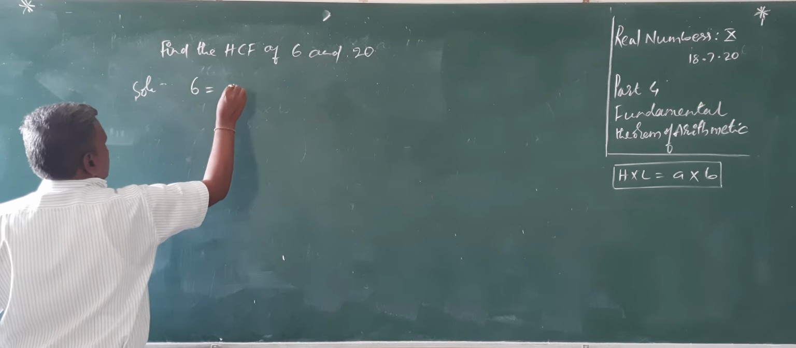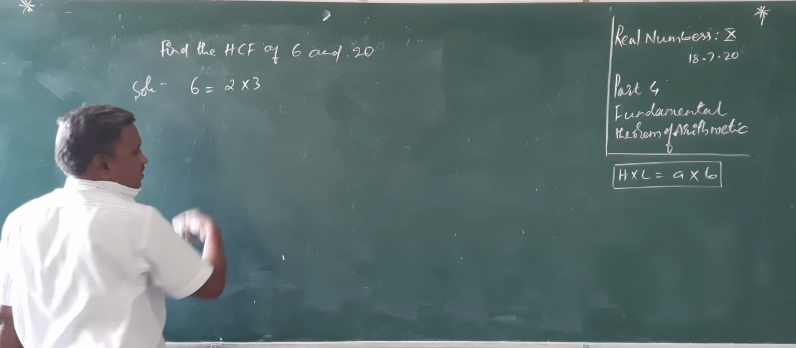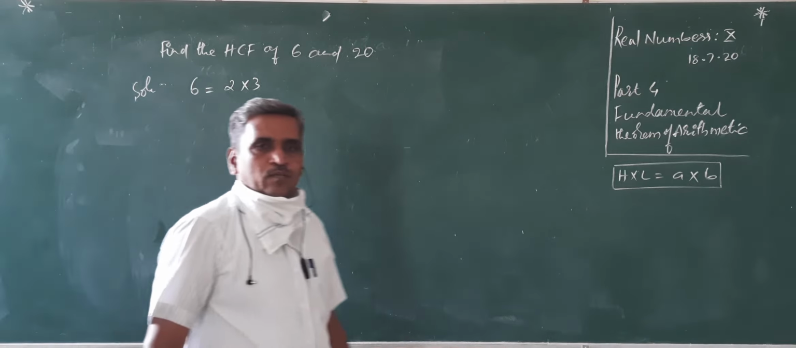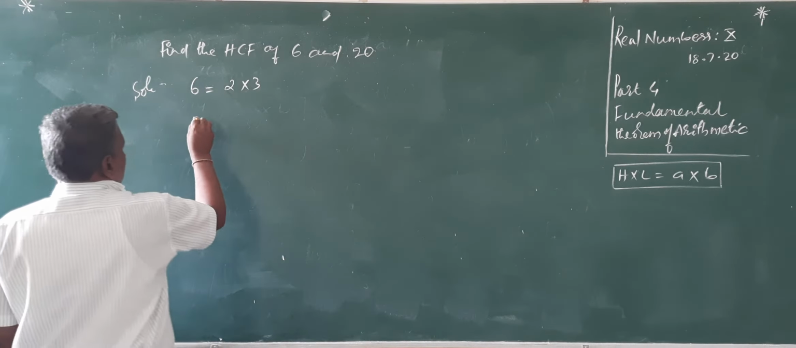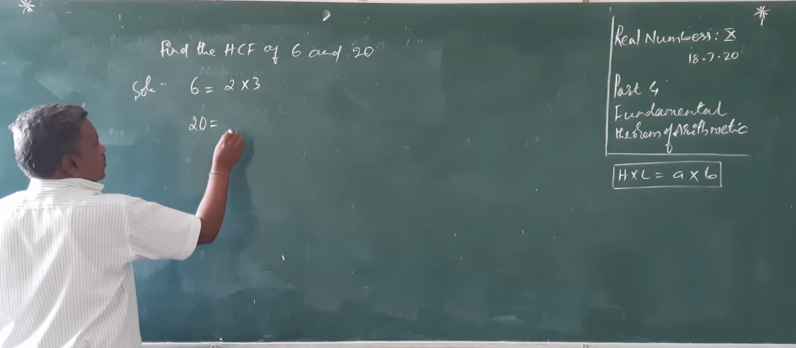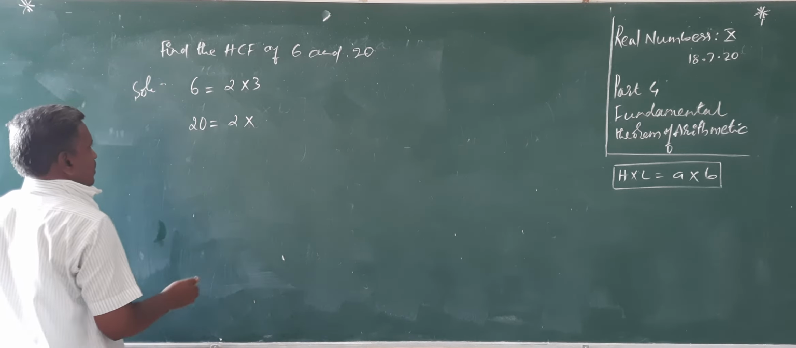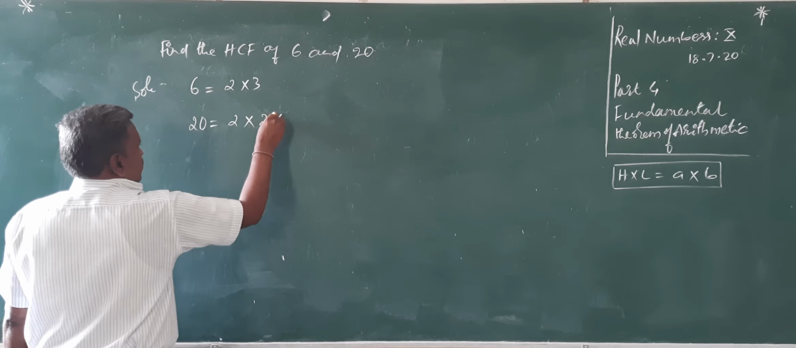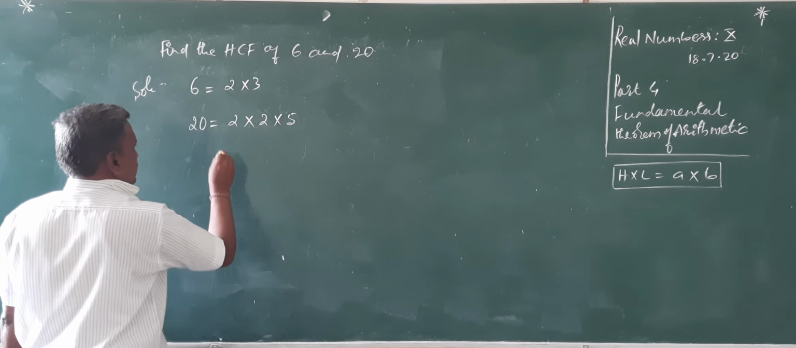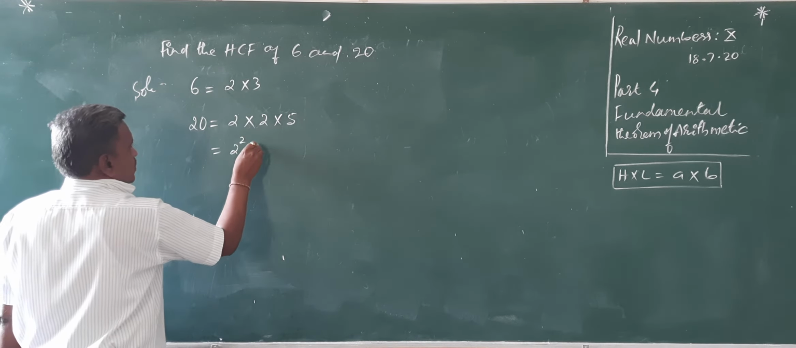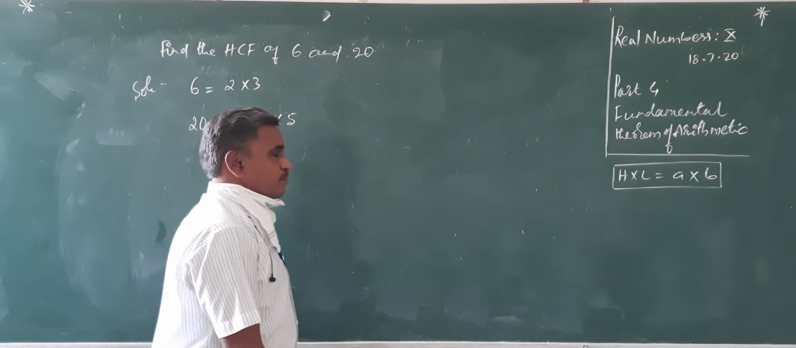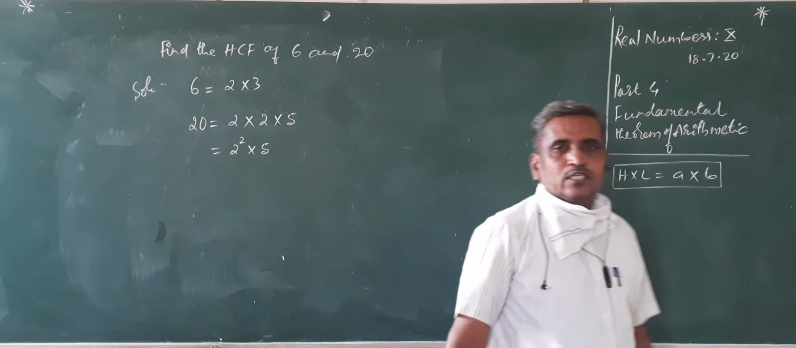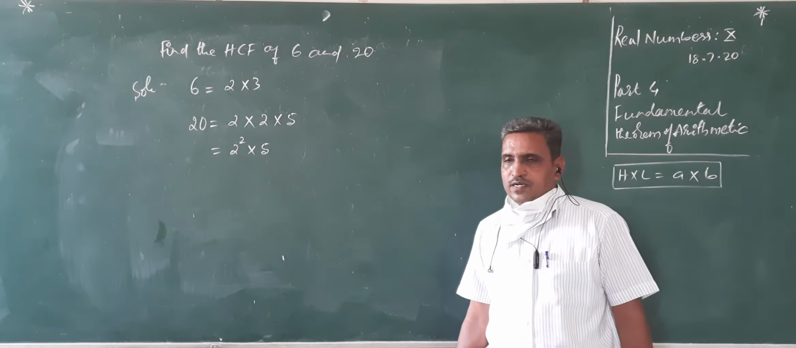So 6 equals 2 into 3. This is said to be prime factorization. As a simple example, 20 is equal to 2 into 2 into 5, that is, 2 to the power 2 into 5. Yes, this is said to be prime factorization.